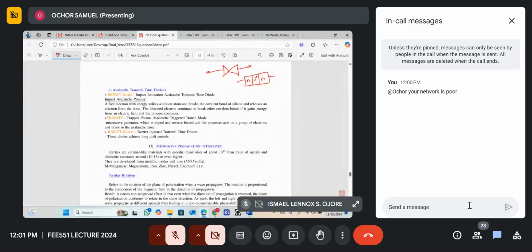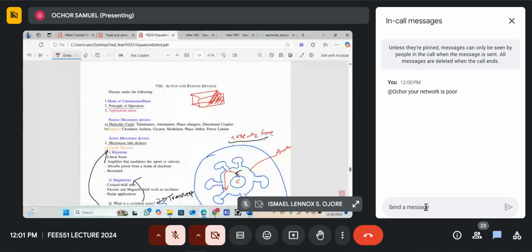I saw an attenuator. Okay, I'll have to reconfirm this.